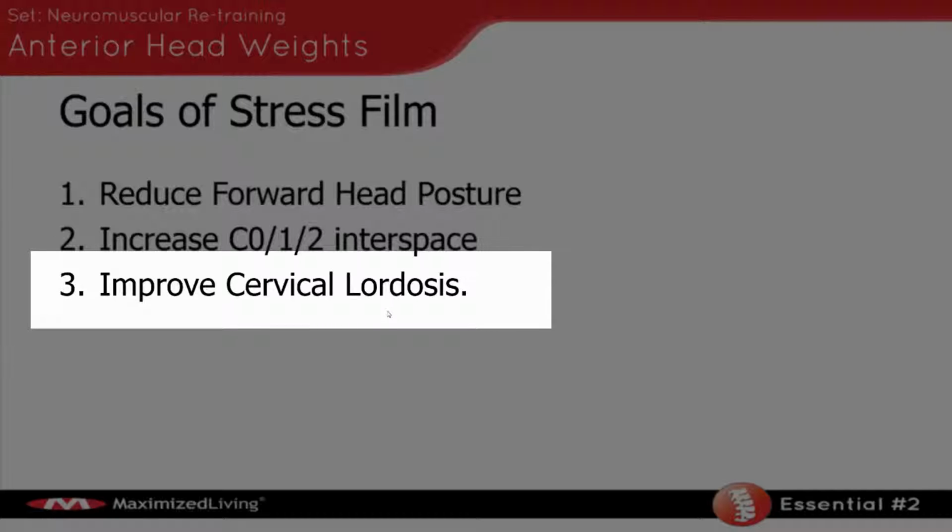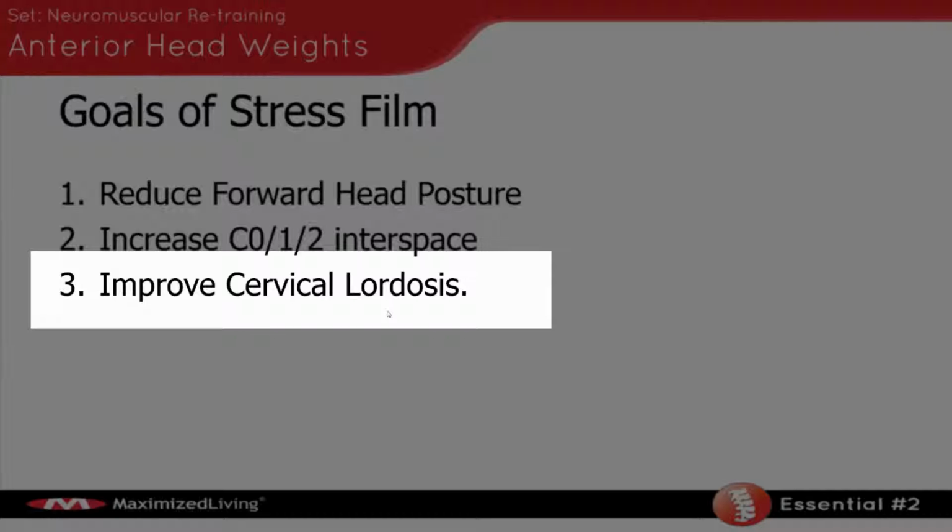Third and last thing I want to see is the lordosis improve. The lordosis necessarily does not have to improve on a stress film for it to be indicated. In fact, in some cases they may actually get worse. And if it gets worse, but the first two things get better, I'm still okay with that. A lot of times you're going to see reversals come in. You may see kind of the so-called buckling of the spine. If the first two things happen, I'm happy with it.